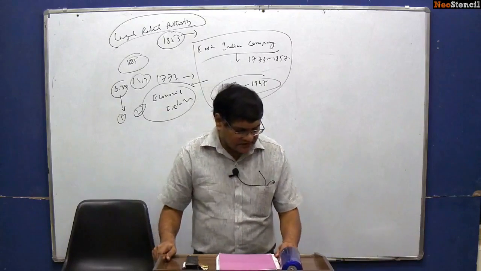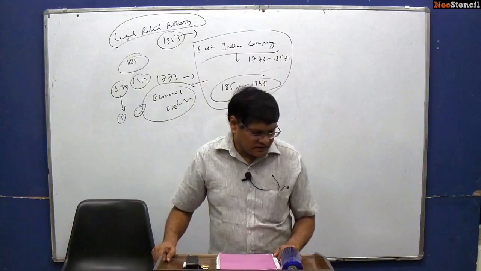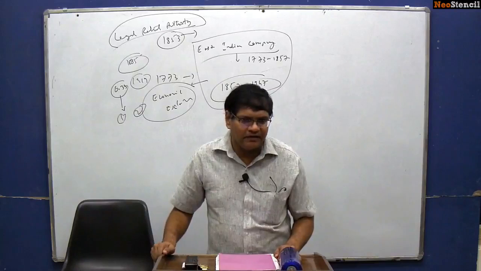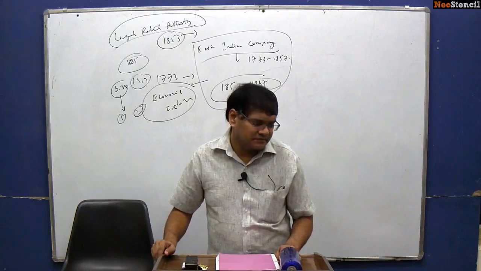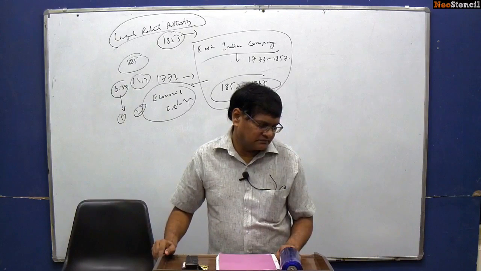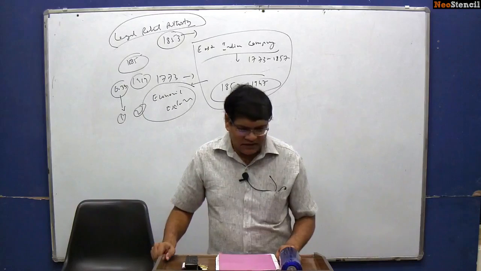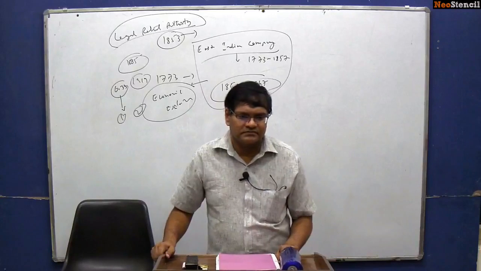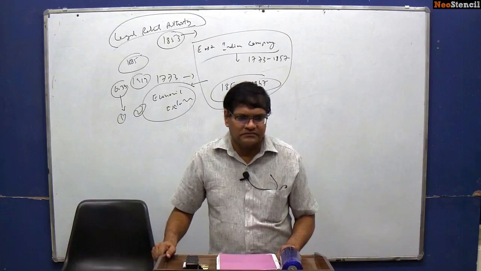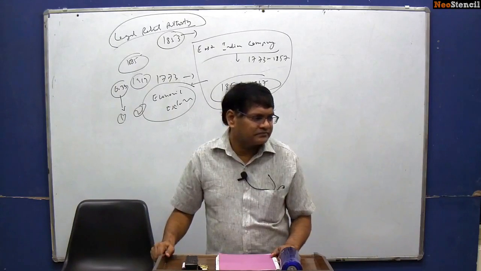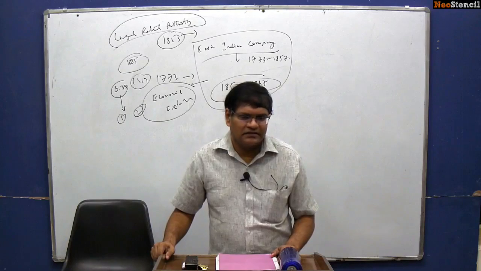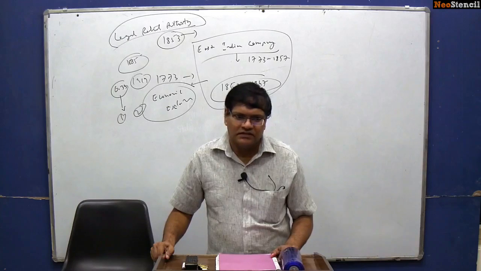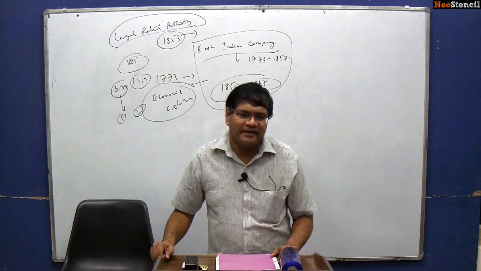Next important feature of our constitution. This was later included also as part of the value, as part of the preamble. Socialism. Through which amendment was it introduced in our preamble? What is the amendment name? 42nd Amendment.